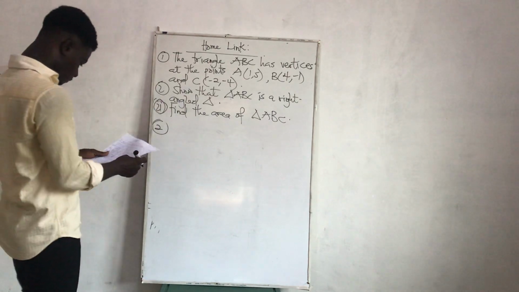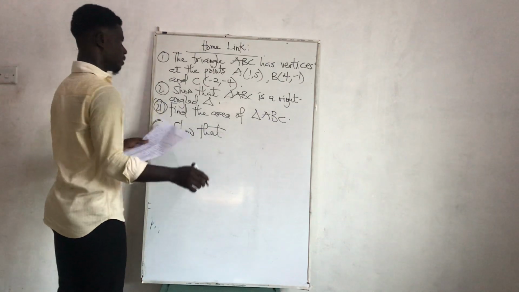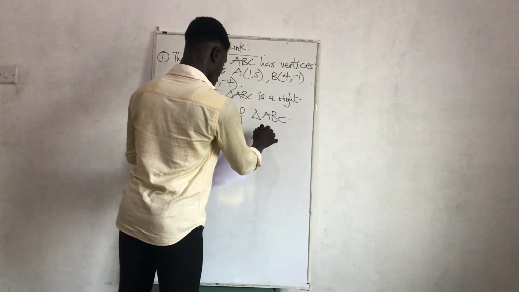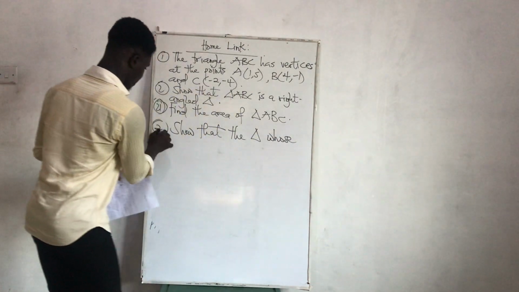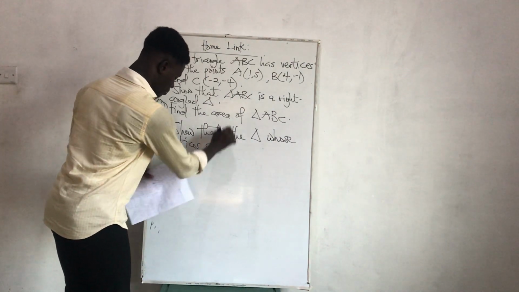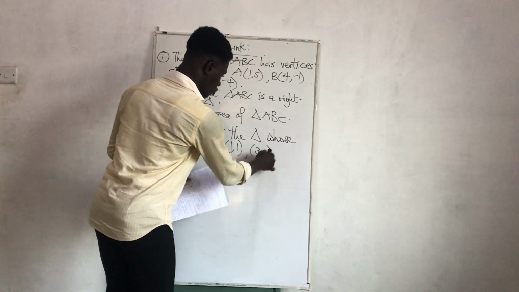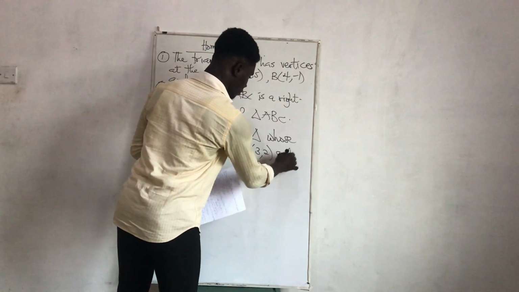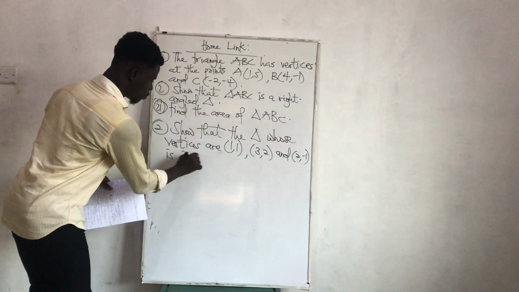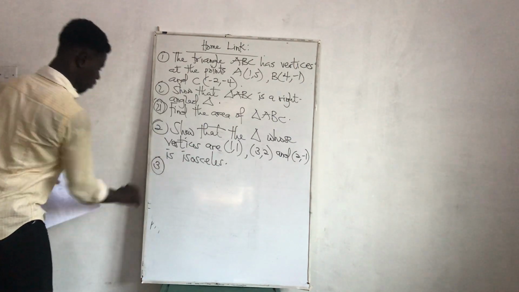Then question 2. Show that the triangle whose vertices are (1,1), (3,2) and (2,-1) is isosceles.